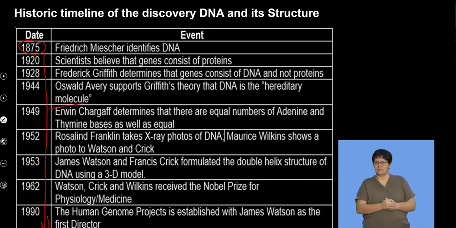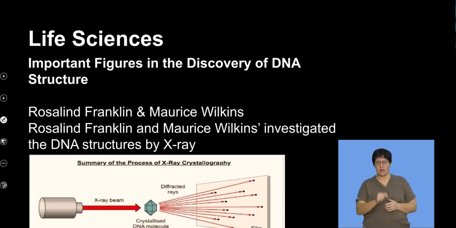Erwin Chargaff played a very important role in determining that there were always equal numbers of adenine and thymine bases, as well as equal numbers of cytosine and guanine bases. We're going to spend some time looking at some key discoveries in the structure of DNA.